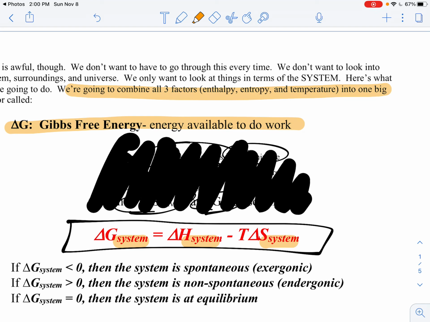If I haven't, it's a good time to bring it up. If you ever see this little 0 up here, delta H of 0, or delta S of 0, or delta G of 0, you are talking about 25 degrees Celsius or 298 Kelvin. That is standard temperature, 25 degrees Celsius, 298 Kelvin.